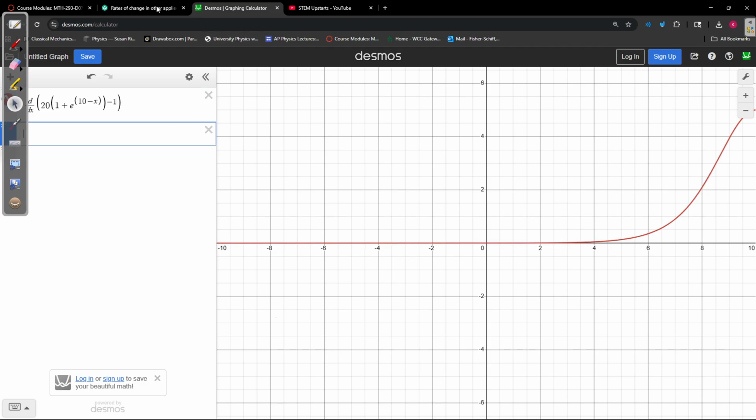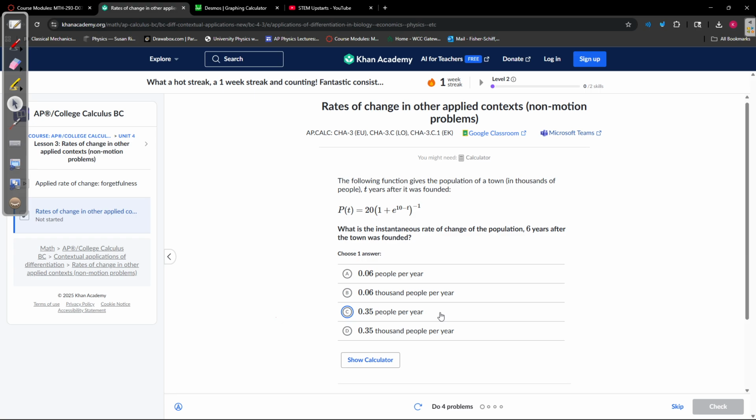And then we can say that our x equals 6. And we should be able to find the intersection point, 0.35. So we can say that this is going to be per year. Thousands, because the town is in thousands, the population is in thousands.